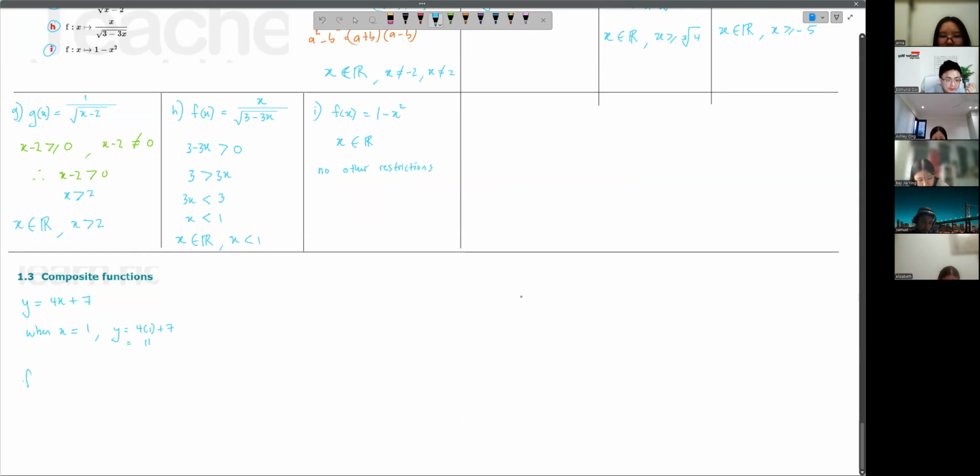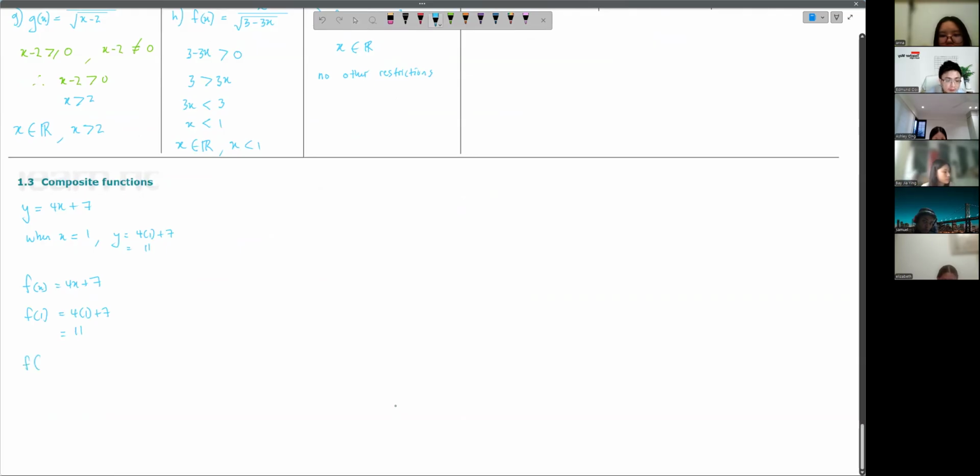But when it comes to functions, if I write f(x) equals 4x plus 7, I can straight away write f(1) equals 4 times 1 plus 7. You don't have to write "when x equals" like that. When you write f(1), it means that your x equals 1. So it's a simpler way to write it. If I have f(10), then this will be 4 times 10 plus 7, which is 47. Whatever is inside the bracket, you substitute into all the x's.